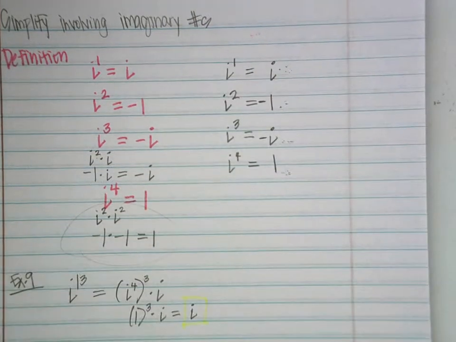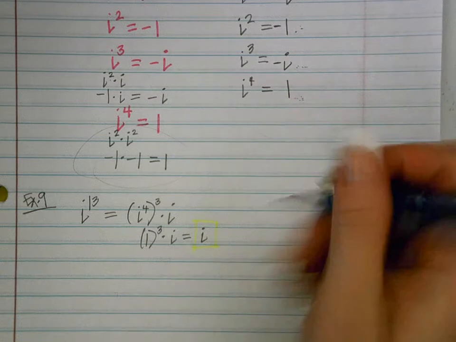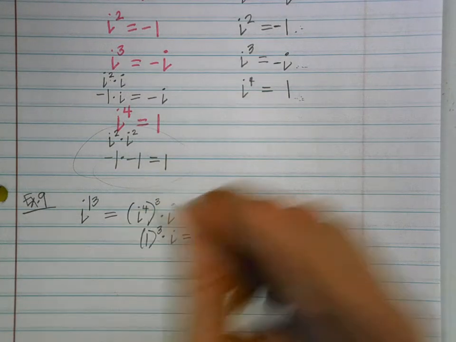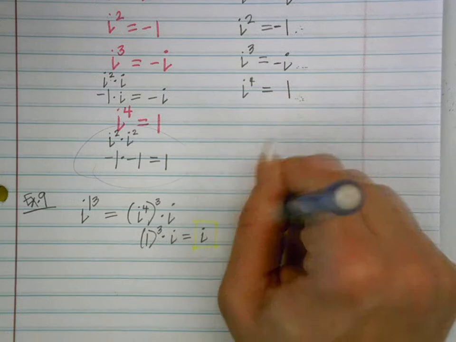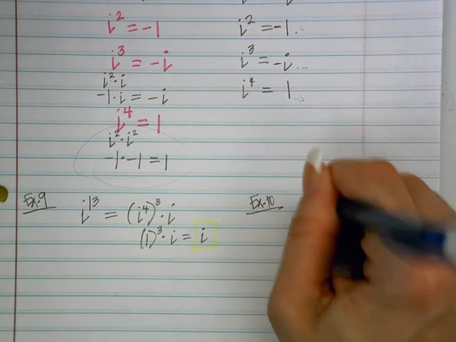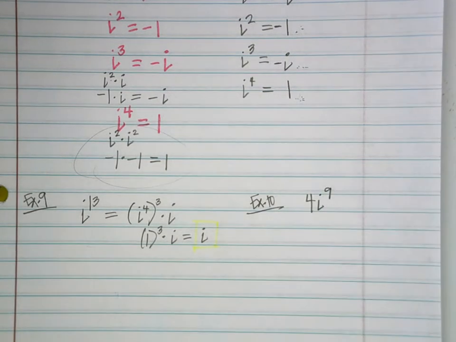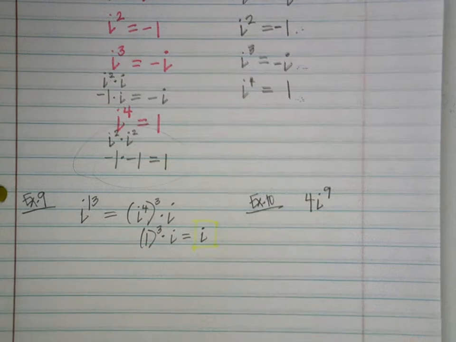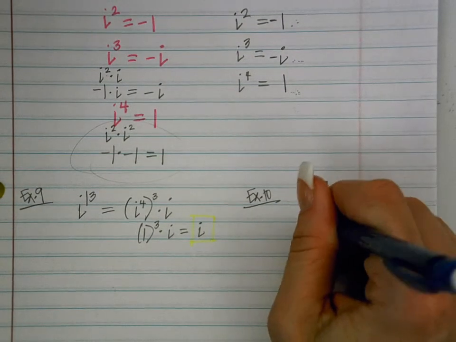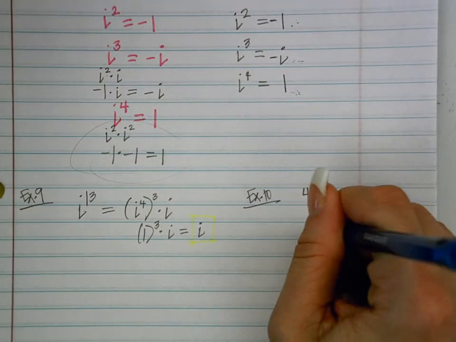Okay? Now, what if I ask you to simplify? I have 2 more for you. I want you to simplify for number 10. Simplify 4i to the 9th power. So literally, the number in front is just going to stay a 4. And you're going to multiply it by i to the 9th.